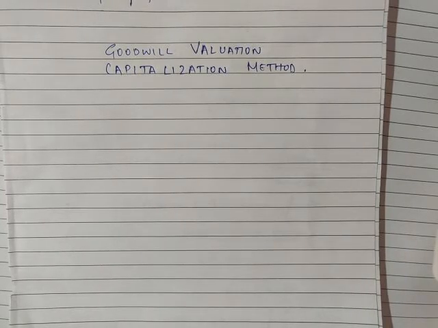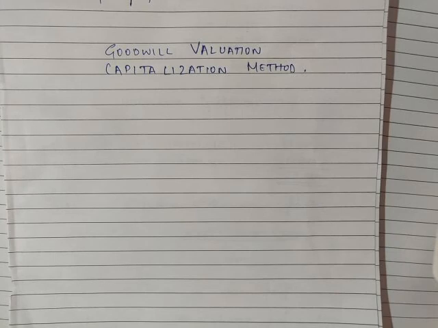Next, we studied the super profit method. In this method, it was assumed that, say, the normal rate of return is 10% and the capital is 1 lakh rupees, then 10,000 the firm would anyways have earned even if it did not have a goodwill. The extra profit that the firm earns over and above the normal rate of return is due to the goodwill or reputation of the firm in the market.